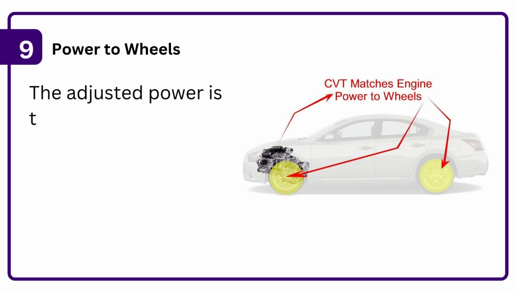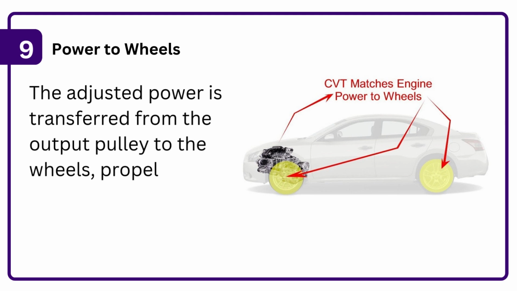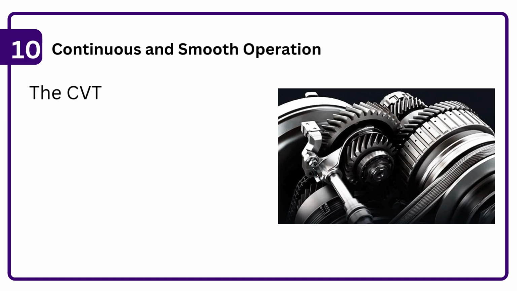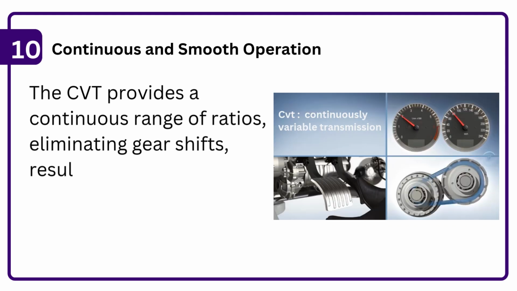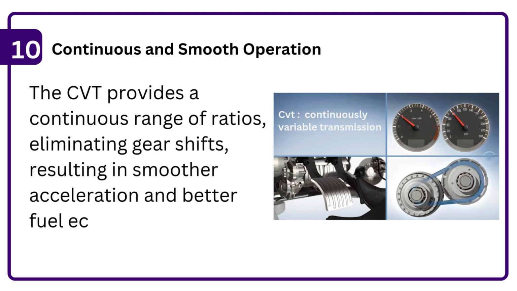9. Power to wheels. The adjusted power is transferred from the output pulley to the wheels, propelling the vehicle. 10. Continuous and smooth operation. The CVT provides a continuous range of ratios, eliminating gear shifts, resulting in smoother acceleration and better fuel economy.